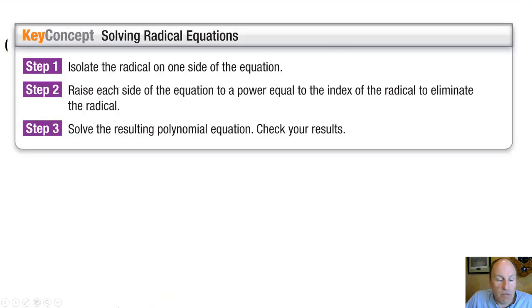So the key in solving radical equations and inequalities is going to be to isolate the radical term on one side of the equation. Because what we're going to do after we do that is raise both sides of the equation to the power that's the same as the index of the radical. And because those are inverse operations, that's going to get rid of the radical. Finally, we're going to solve the resulting equation.